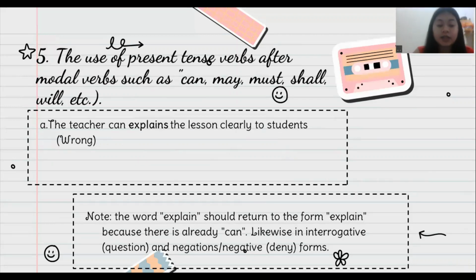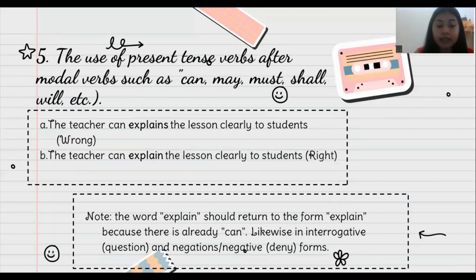Number 5 is the use of present tense verbs after modal verbs such as can, may, must, shall, will, etc. For the example is, "The teacher can explains the lesson clearly to students." The sentence is wrong, and the right sentence is, "The teacher can explain the lesson clearly to students." Because the word explains should return to the form explain, because there is already can. Like with in interrogative or question and negation or negative forms.